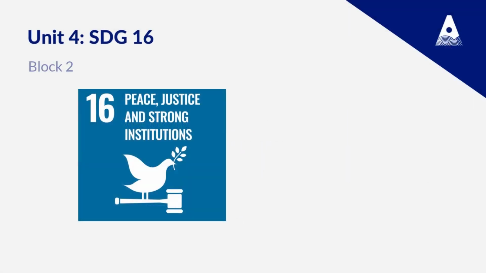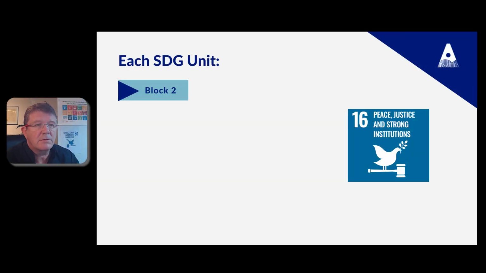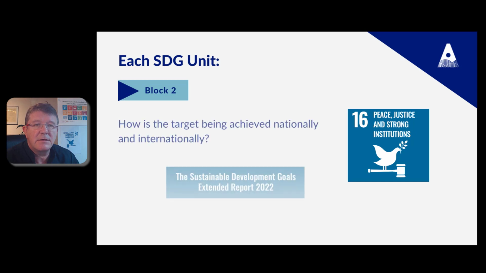In Block 2, we take a closer look at the targets and the indicators and review some of the detailed statistics in the extended report. Here we will focus on some of the details on how the SDG is being achieved in terms of the targets and indicators, both nationally and internationally.